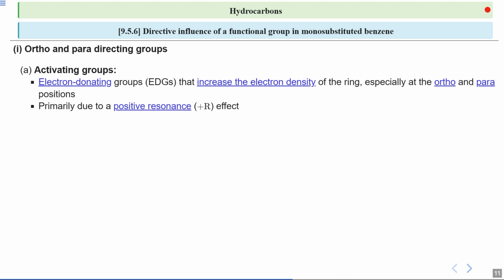The main reason that these groups activate the ring is because of something called the positive resonance effect, often written as +R effect. This effect allows the group to share its electrons with the ring through resonance, making certain positions highly electron rich and more reactive. Examples are NH2, NHR, OH, OCH3, NHCOCH3, CH3, C2H5. Each of these groups donates electrons to the ring in slightly different ways, but they all make the ortho and para positions most likely to react.